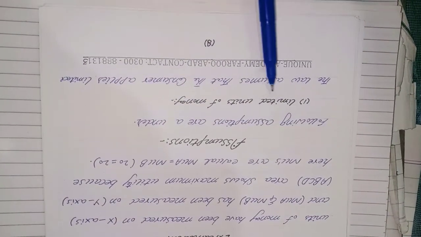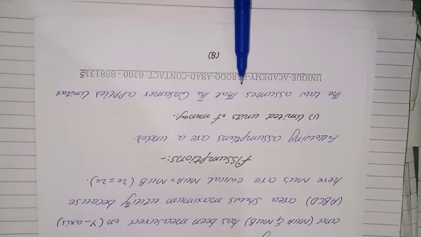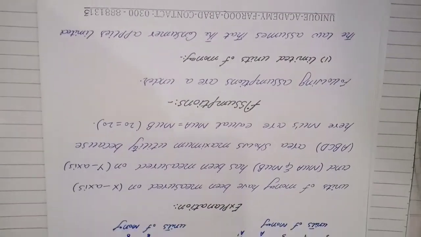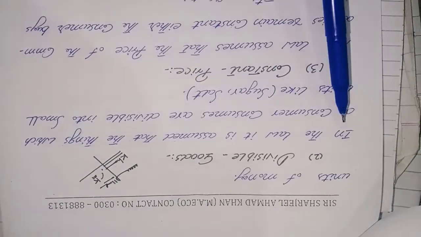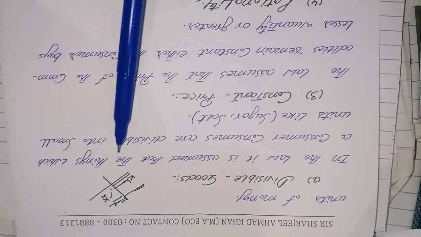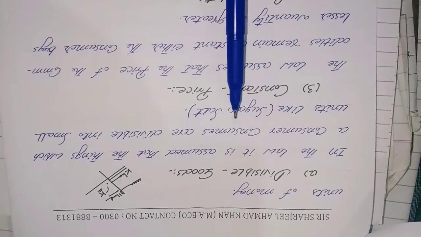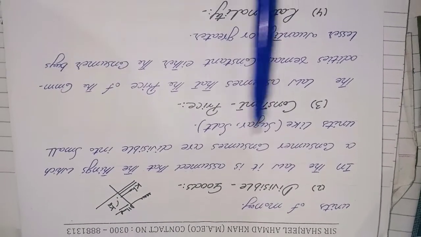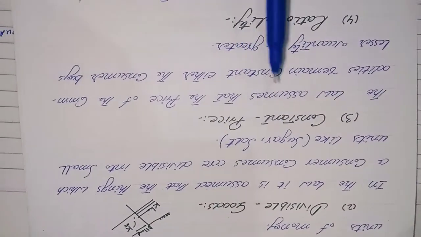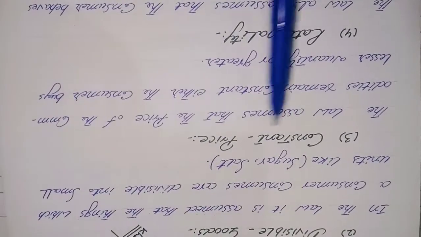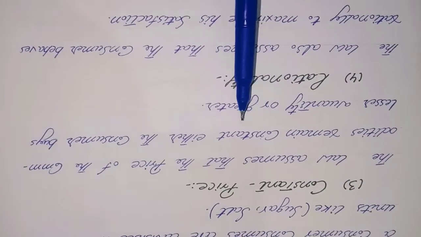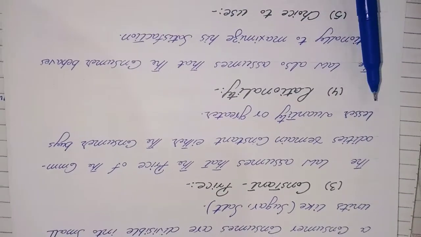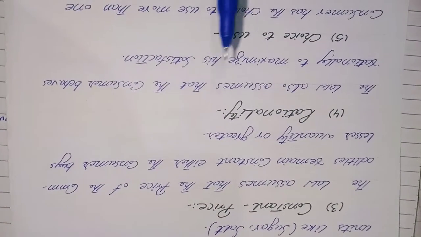Assumptions. The following assumptions are as under. Number 1, limited units of money. The law assumes that the consumer applies limited units of money. Second, divisible goods. The law assumes that the things which a consumer consumes are divisible into small units like sugar, salt. Number 3, constant price. The law assumes that the price of the commodities remains constant, whether the consumer buys a lesser quantity or greater.